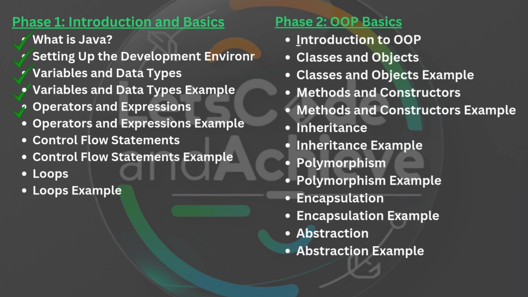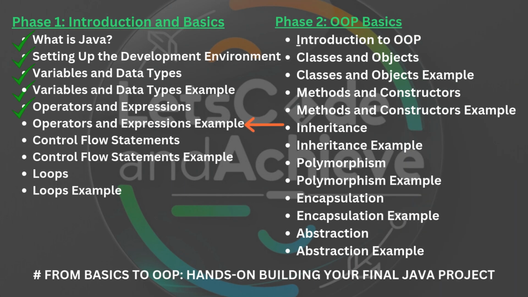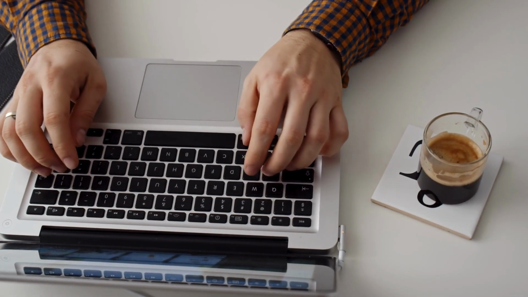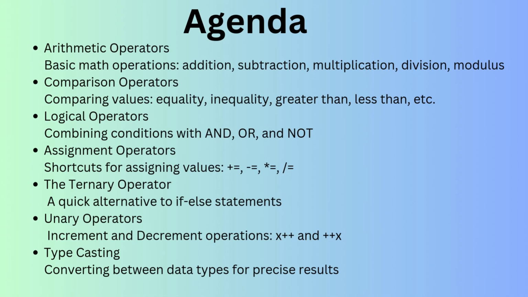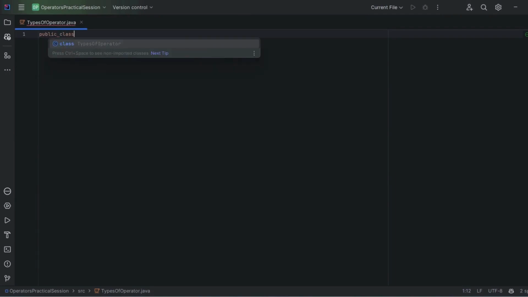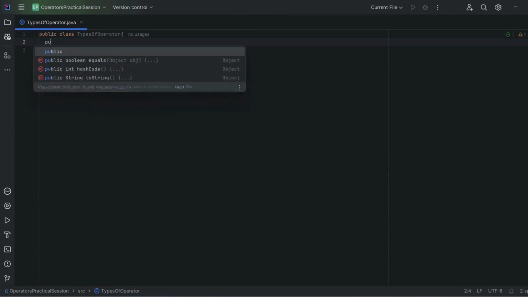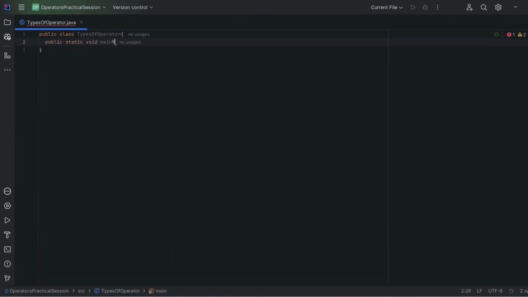In the last segment, we explored Java operators and expressions in theory. Now, it's time to put that knowledge to the test with a few examples. Let's get our hands dirty with Java code, and I'll show you how these operators work in practice. By the end of this session, you will be confident using Java's powerful operators to perform calculations, comparisons, and more in your own code. We'll start by defining a class named TypesOfOperator. Inside this class, we will understand how operators work.